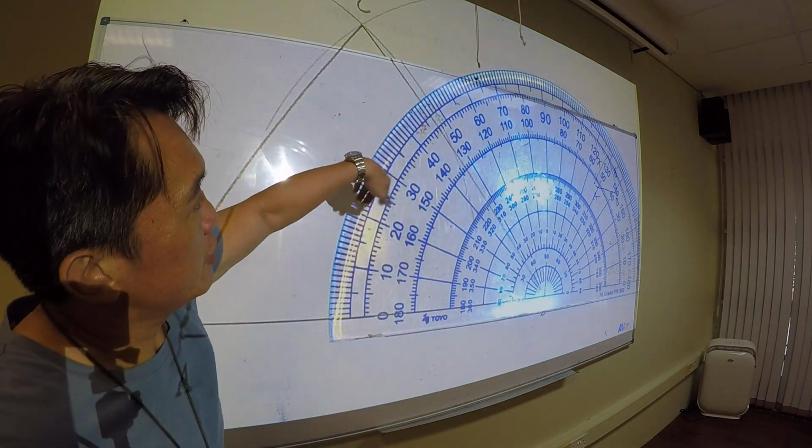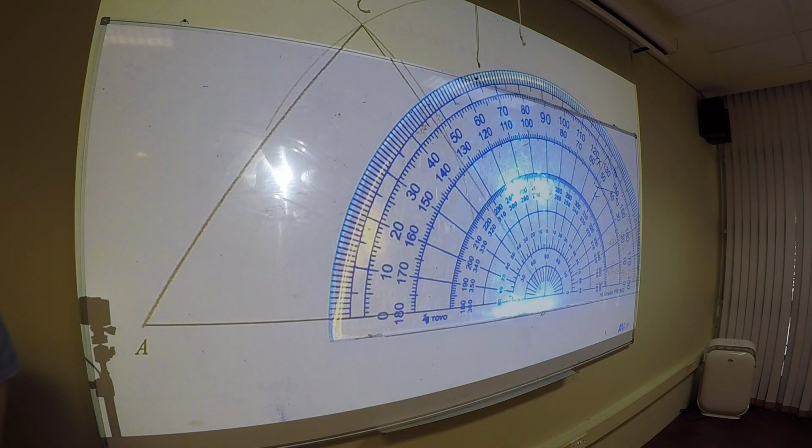This is how I read using a protractor. Okay, so mine is 47. You all got protractor? Try to read yours. Yours may be a bit different from mine.